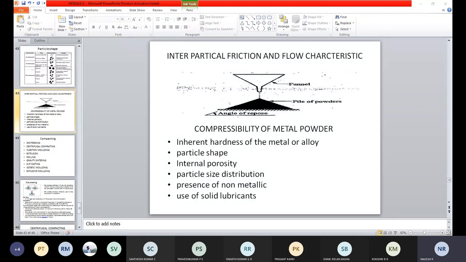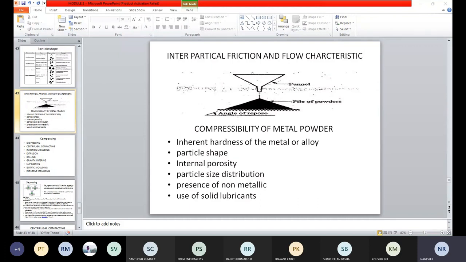The friction between the particles affects the ability of the powder to flow readily and to pack tightly. You can see, if you pour some fine powder, like flour, using a funnel, it will form some sort of pyramid or triangular section. If the powder sizes are very coarse, then it won't have a pyramid shape, it won't form a triangular shape.